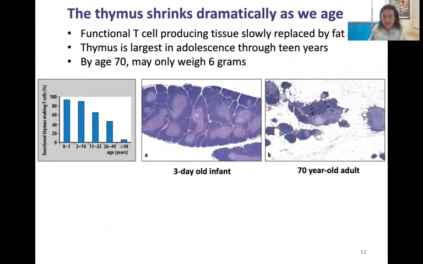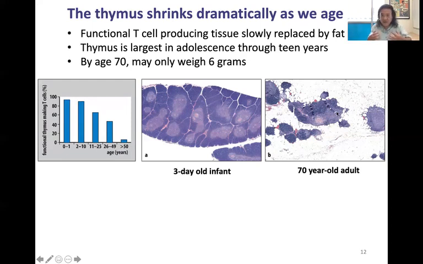Okay, last slide for today. I mentioned that the thymus shrinks dramatically as we age, right? As a result, the functional T cell producing ability of your thymic tissue is slowly replaced over the years by just fat. If you look at a 3-day-old infant's thymus here and compare it to the thymus of a 70-year-old adult, you can see very clearly that the amount of actual functional T cell generating tissue in a 70-year-old is far less than in an infant.